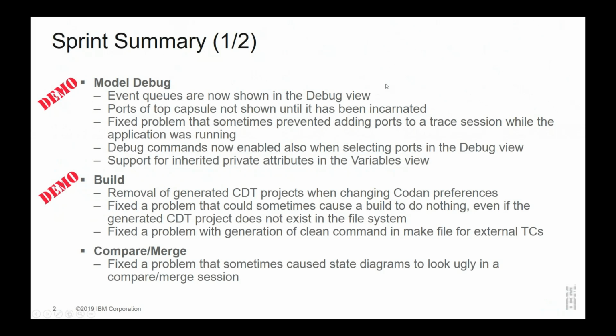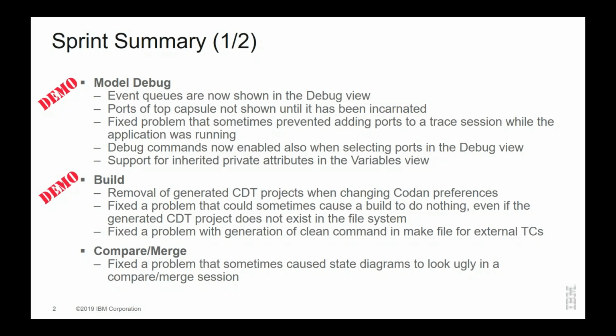So, in this sprint, we have continued to improve the model debug, and for example, there are now event queues that you can see in the debug view. So under each capsule instance, port instance, you can now see the events that are waiting to be dispatched to that port instance. We also made an improvement so that when the top capsule has not yet been incarnated, we no longer show the ports under it, so it was a bit confusing to do that before.